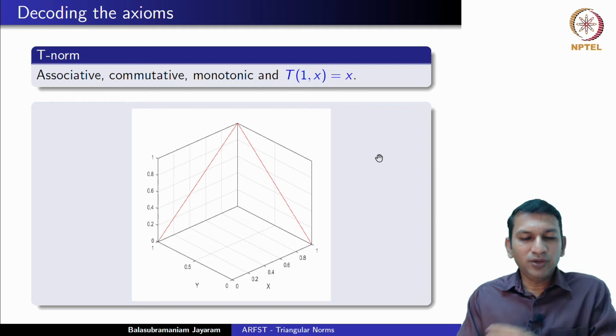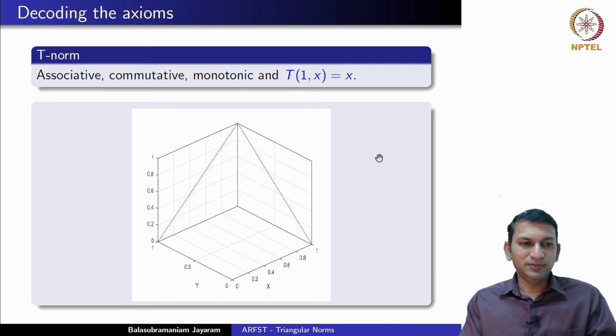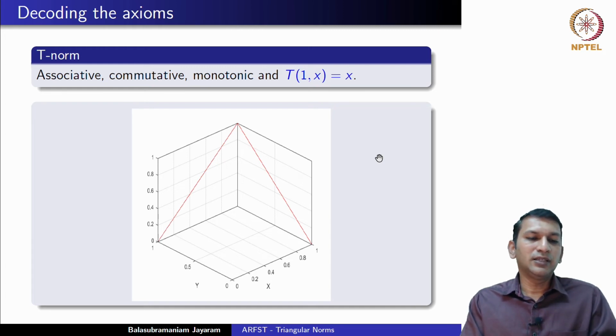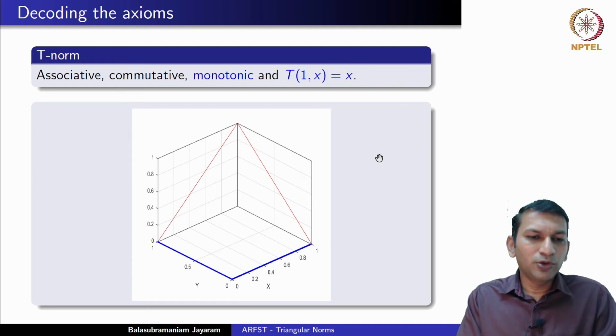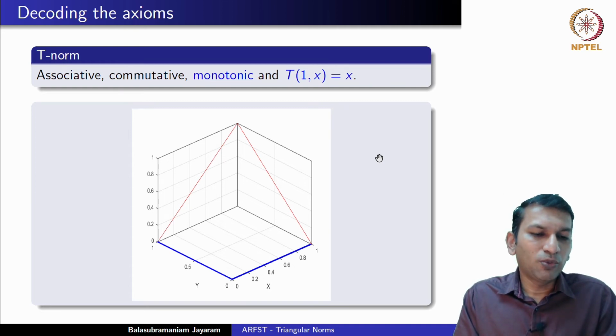So on the boundary, when x or y is 1, this is the value that the function can take. That means the T norm is an identity function when either x or y is equal to 1. Now, along with the monotonicity, let's look at what happens on the other boundary.